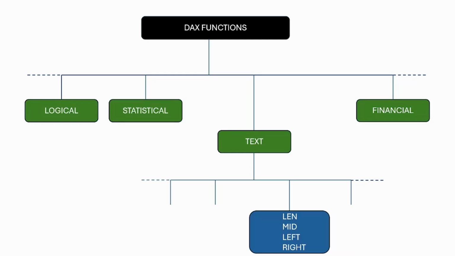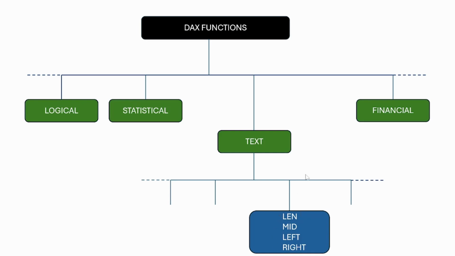In this video, we're going to have a look at not one but four DAX functions: LEN, MID, LEFT, and RIGHT. These four DAX functions belong to the text family of DAX functions. Let's switch to Power BI for the demonstration.